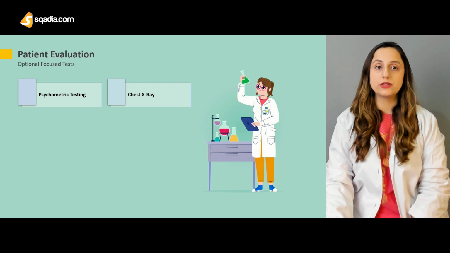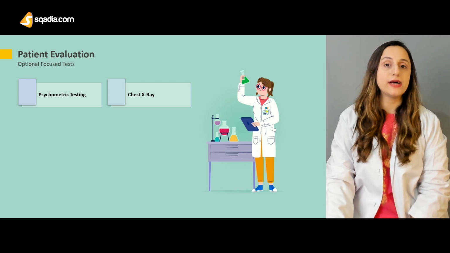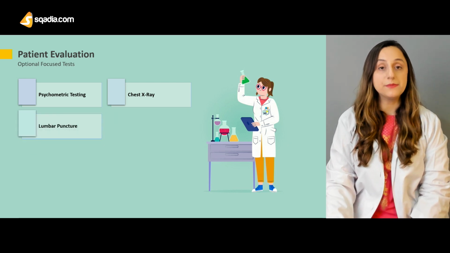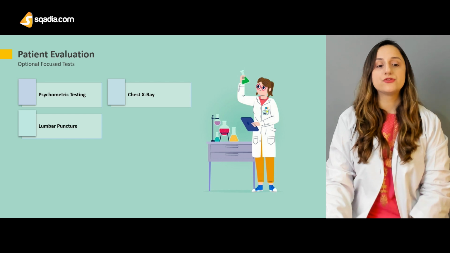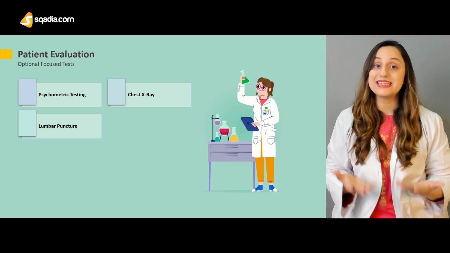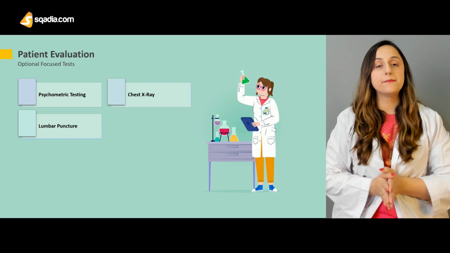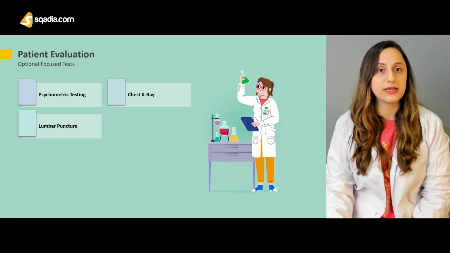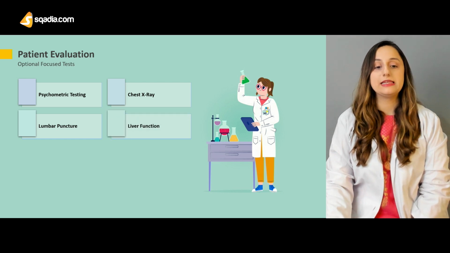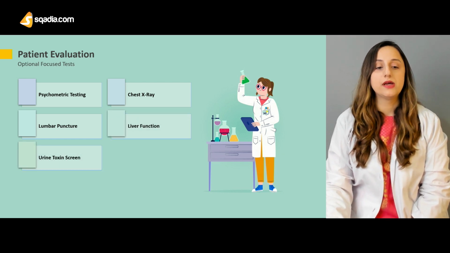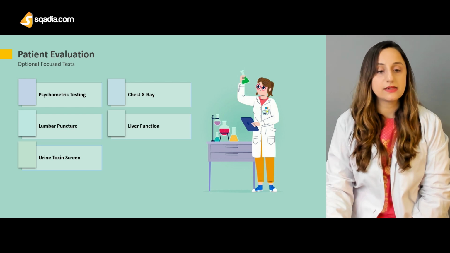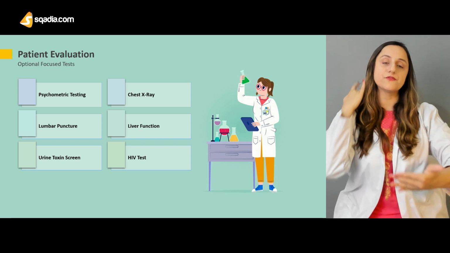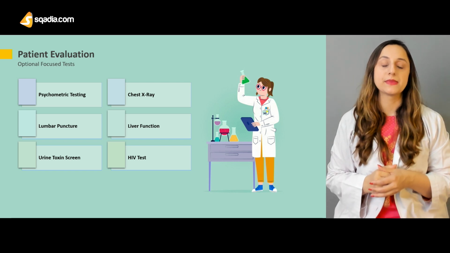Chest x-rays are also called for because you want to rule out any kind of long-standing pulmonary disease in the individual. Lumbar puncture is also asked for to rule out any kind of infectious states. For instance, meningitis sometimes presents with the same kind of clinical picture. Liver function tests and urine toxin screening are looked for, just to have a better view of whether the patient's renal and hepatic functions are in normal range or not.